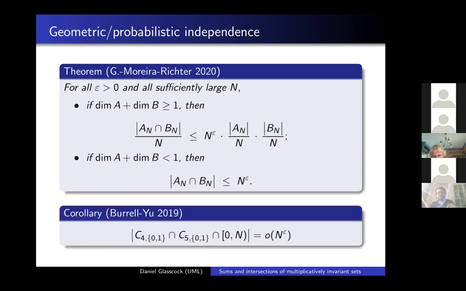And when we apply that to one of the conjectures that I had mentioned in the beginning of my talk, we get this result, which is actually a result of Burrell and Yu, but follows from our more general theorem here, that if you look at those integers which are written in base 4 using digits 0 and 1, and in base 5 having digits 0 and 1, then that's pretty small. There aren't many integers like that. The reason for this is that log 2 over log 4 plus log 2 over log 5 is just less than 1. So in fact, we're in this second case when we apply the theorem.